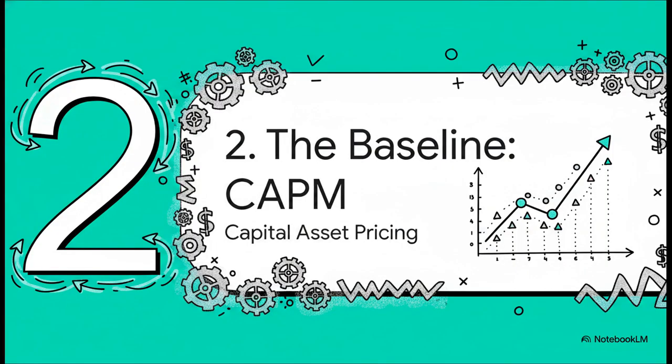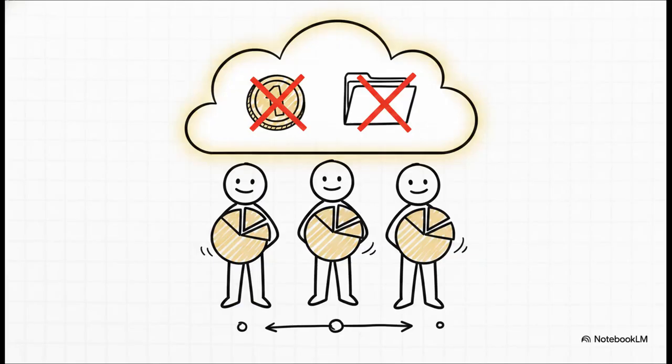Moving to section two, the baseline, the capital asset pricing model, or CAPM. For decades now, CAPM has been the absolute gold standard. It is incredibly elegant, but to get that elegance, it has to assume a completely frictionless, frankly, utopian world. We're talking no transaction costs, zero private information, and infinite divisibility of assets. In this financial fantasy land, CAPM assumes that every sensible investor out there is going to hold a piece of literally every traded asset. Everyone is holding the exact same identical market portfolio.